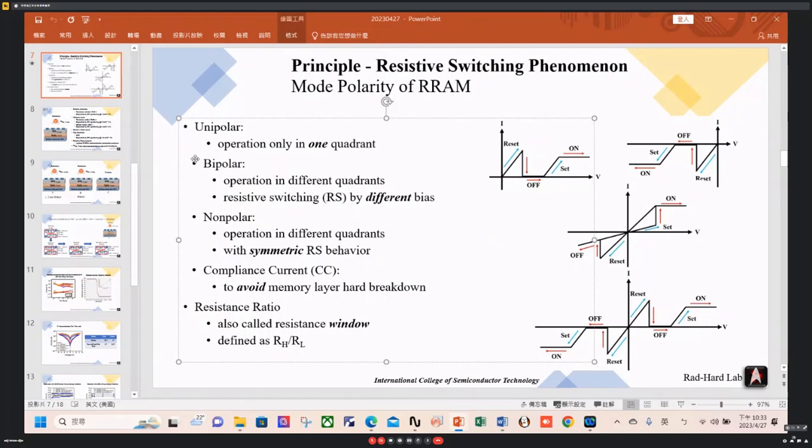Now this is a small thing, but it's confusing. They should be three separate items, right? Unipolar, bipolar, and bipolar. They should be on the same level. But your presentation here doesn't make it happen. That's a small issue. And I don't recall you explaining compliance current and resistance ratio when you were making the presentation. Is there a reason you skip this? You put it there, you talk about it. If you don't talk about it, erase them.